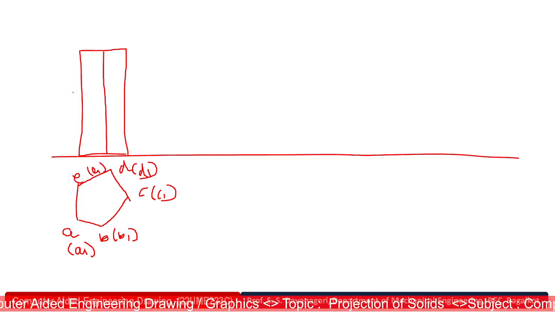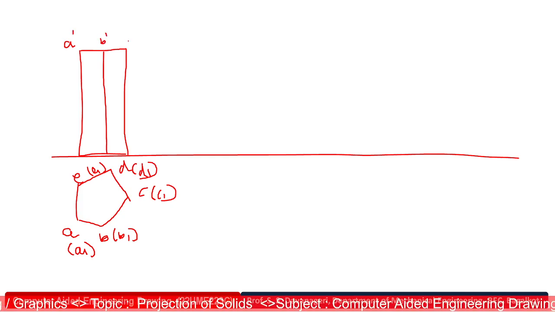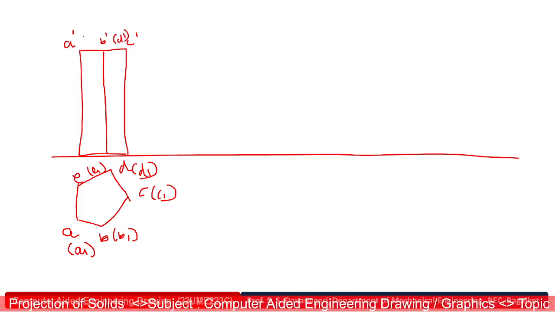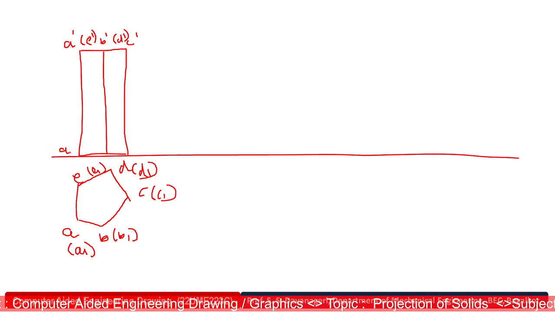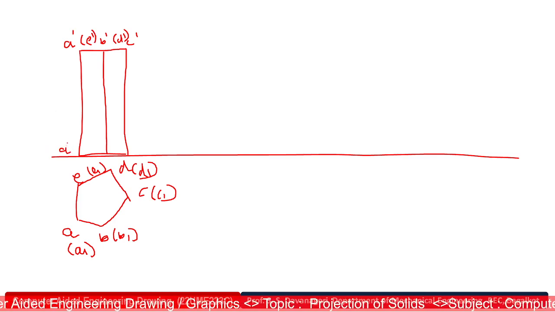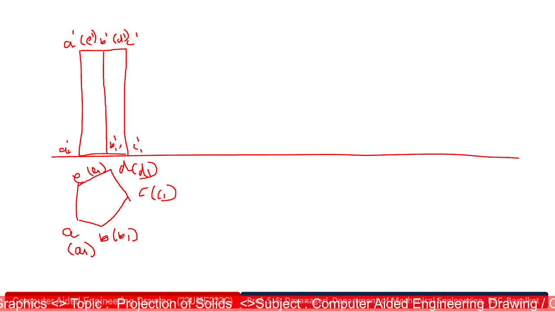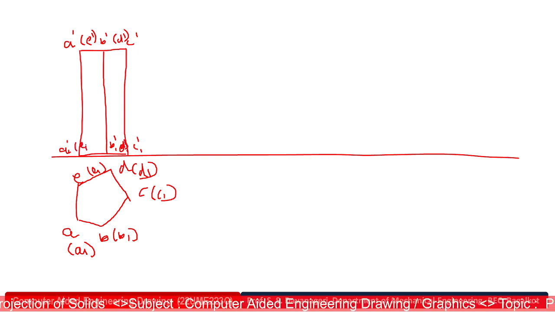and E1. Similarly, in the front view notation, you go for A dash, B dash, C dash. So here you will get a D dash, and here you will get an E dash. Similarly, on the bottom surface in the front view, A1 dash, B1 dash, C1 dash and D1 dash. So here we get an A1 dash.